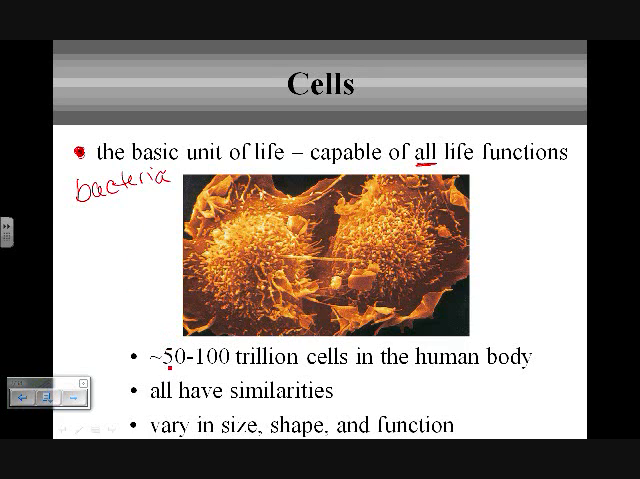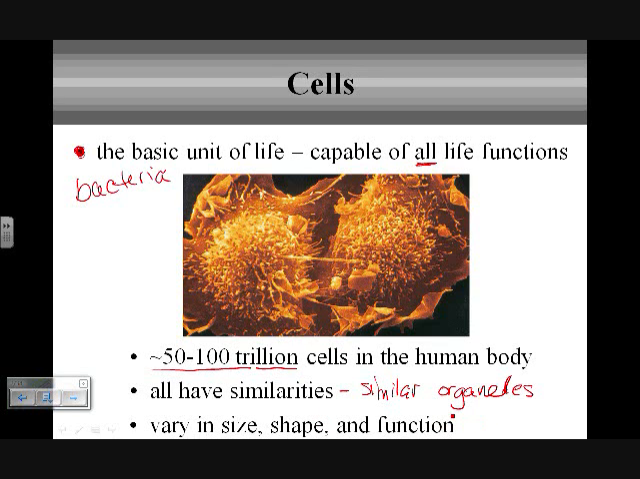In addition, the human body is 50 to 100 trillion cells. It's a whole lot of cells, guys, that have to be functioning and working together in order for you to function and work properly. All of these different cells have substantial similarities. We should know that they all have similar organelles, right? That's something that we talked about in biology last year. However, they're going to vary in size, shape, and function.